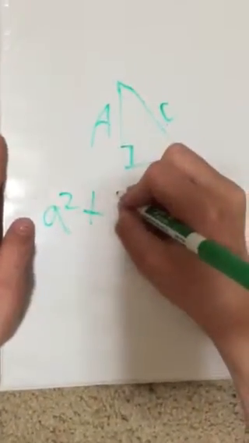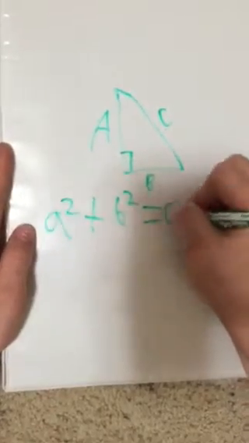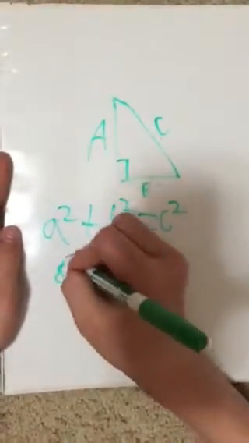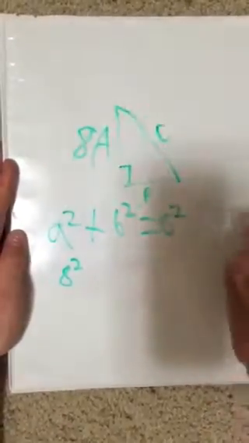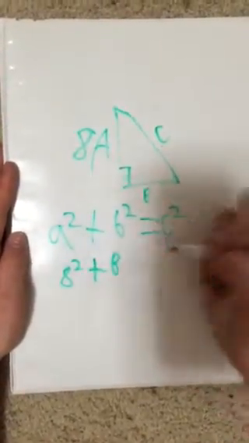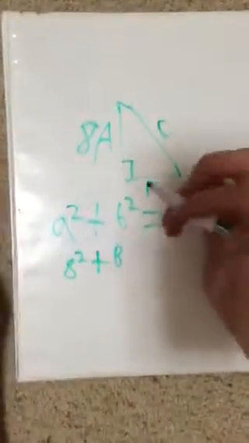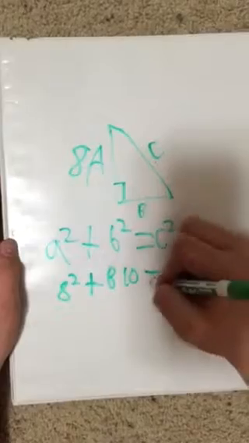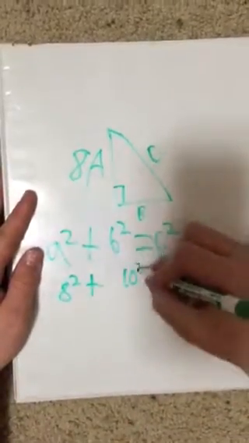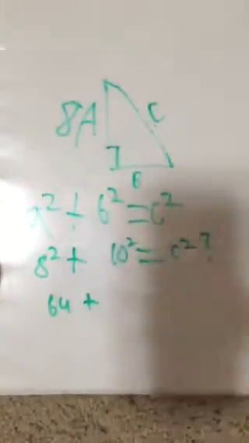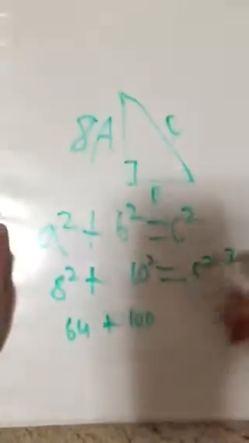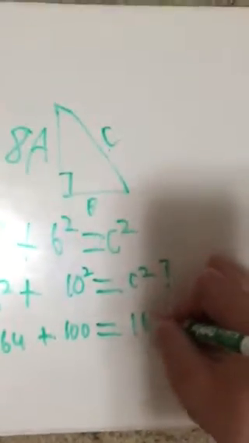So let's start off with our equation, a squared plus b squared equals c squared. Let's say a is 8, and then plus b, which is, I don't know, that doesn't really make any sense, but we're just going to go with it, 10. And this will equal c squared, which we don't know yet. So 8 squared equals 64, and then you plus 100, because 10 squared equals 100. Those two added together equal 164.